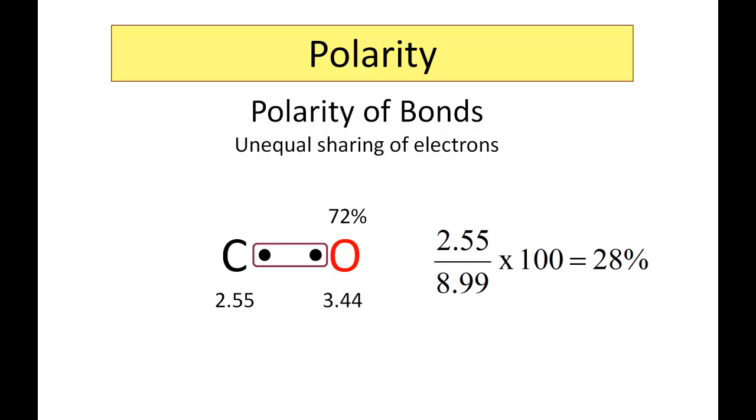And since electrons are negative, that will give the oxygen a slight negative charge. Notice the symbol. And it gives the carbon a slight positive charge because the electrons aren't found there 72% of the time. That gives us a polarity moving towards the oxygen because it has the slight negative charge. That's what we call a polar bond.